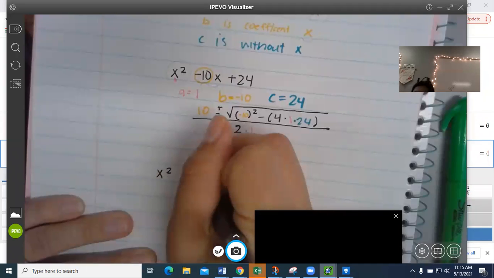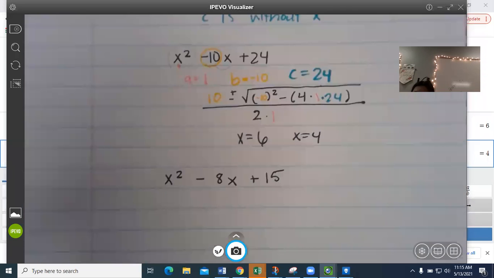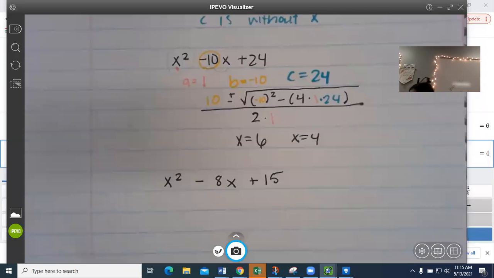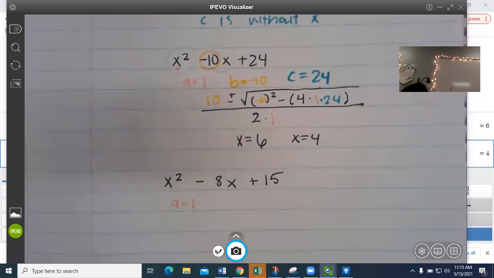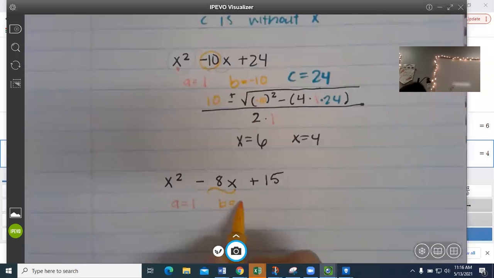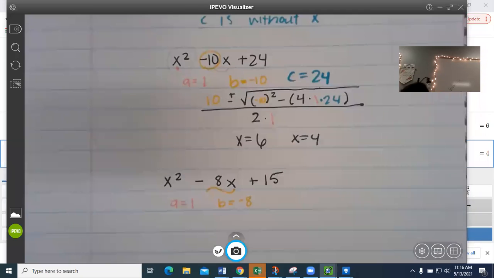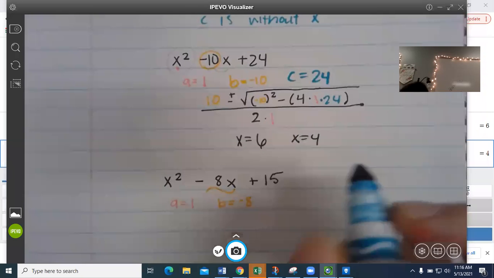Okay, so the first thing we need to identify is the A, the B, and the C. So copy it. And I would like for you to tell me what the A is, the B, and the C. So what is the A? The A is the one that you circle, the one with the squared. I have 1 of them, so A equals 1. What about the B? What's the B? The B is the one that you squiggly, the one with X. So what's the B? -8. What is the C? The C is the number without X or Y, the one that you underline.